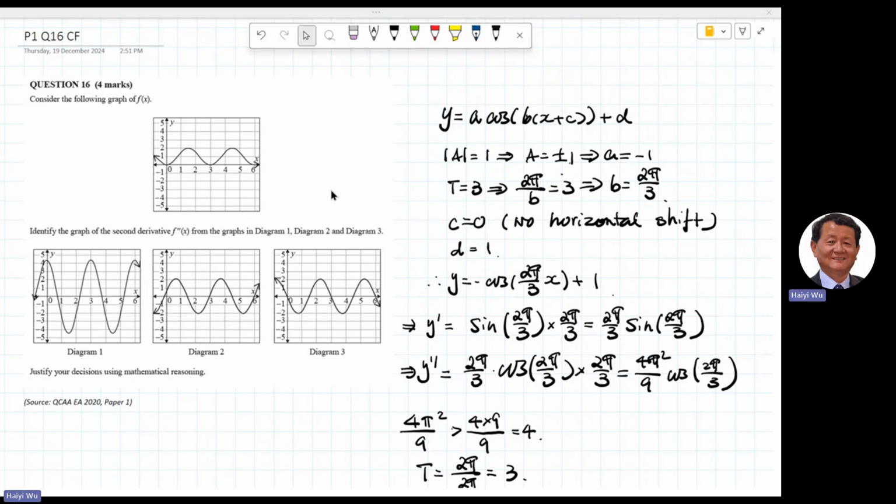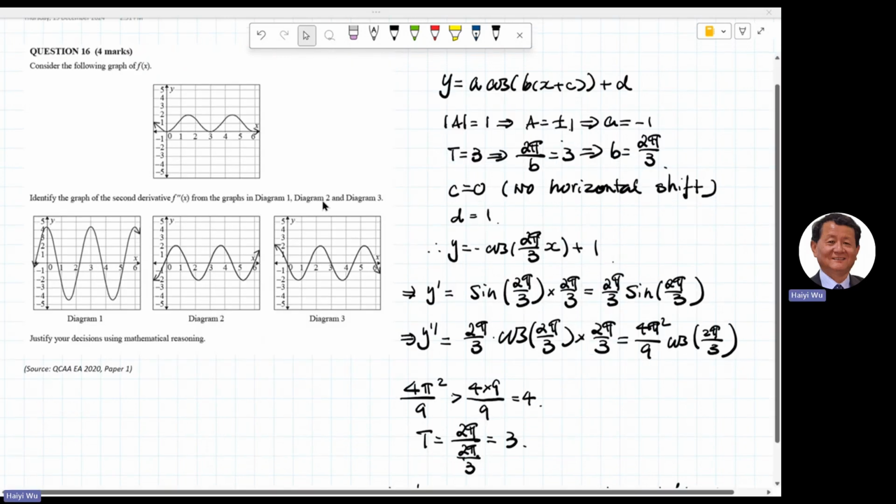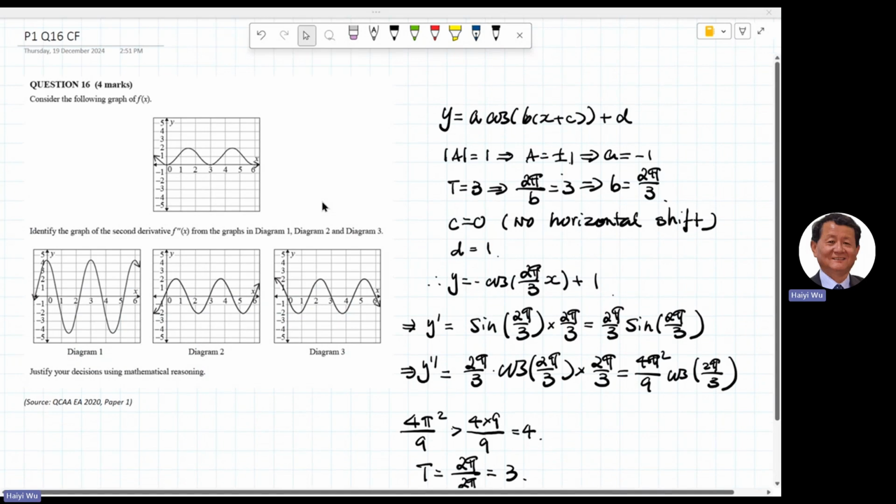Thanks for that. All right, let's do this question 16, which I wouldn't say is simple or familiar. You might say it's complex, because it involves a double derivative and also the graph of a trigonometry function. So I'm going to read this question first.